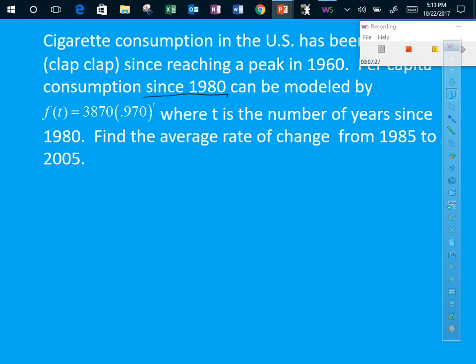So instead of 1985, I'm using a value of 5. For 2005, that would be 25 years after. So it's going to look like this. I need the y value when I plug in 25 minus the y value when I plug in an x value of 5 over, well, it'll be 20, but 25 minus 5.